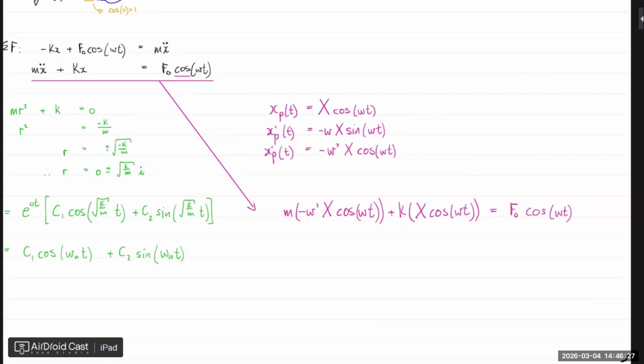Can you see why we selected the beginning to be cos? Because now the cos's will cancel quite nicely. Otherwise, we need to do some other gymnastics. So now all the cos's can be divided by itself. And finally, I can take out an x as well, and I'm left with negative m omega squared plus k, that's equal to F0.